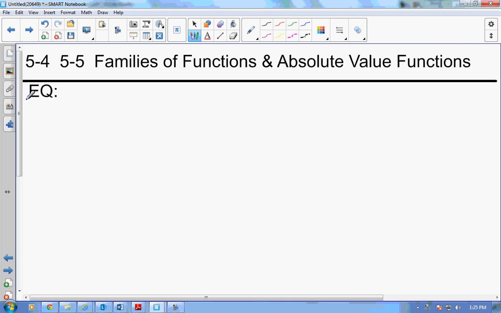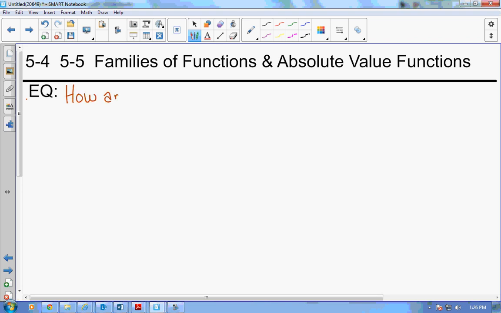Okay, families of functions. The new graph is called absolute value. Does anyone know what an absolute value function already looks like? Well, okay, the absolute value sign is the bars. The absolute value function, we'll discover today what the graph looks like. You got it. So, essential question.